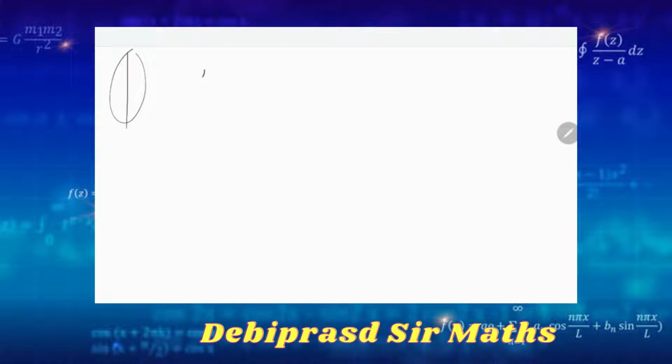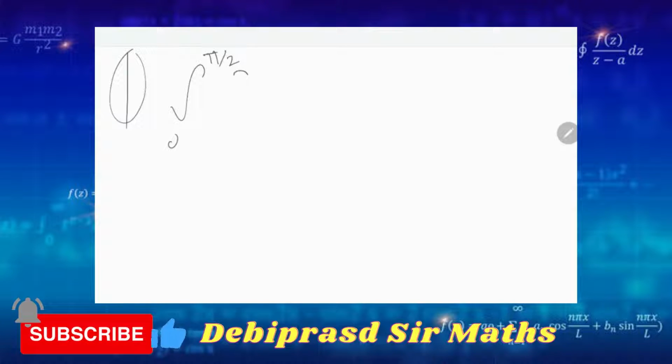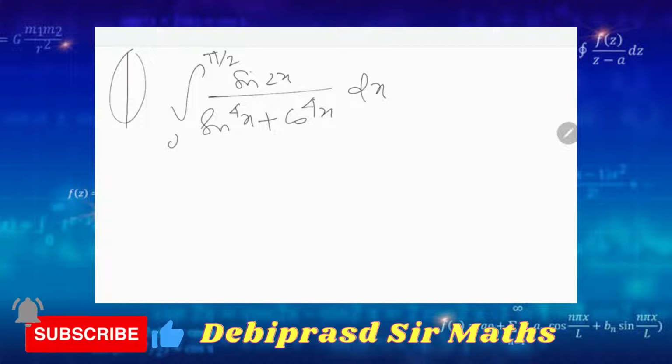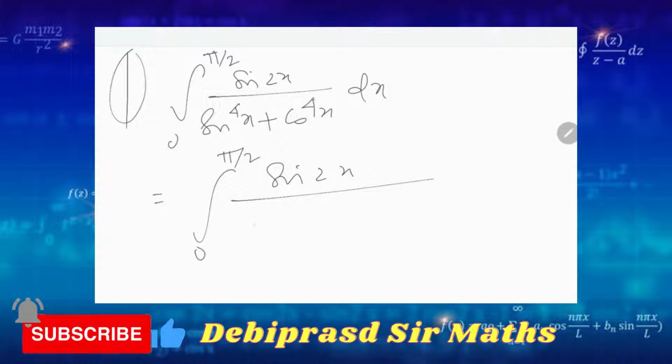Sum number 1. The integral from 0 to pi by 2 of sine 2x by sine^4 x plus cos^4 x dx. I can write it as the integral from 0 to pi by 2 of sine 2x by (sine square x) whole square plus (1 minus sine square x) whole square dx.